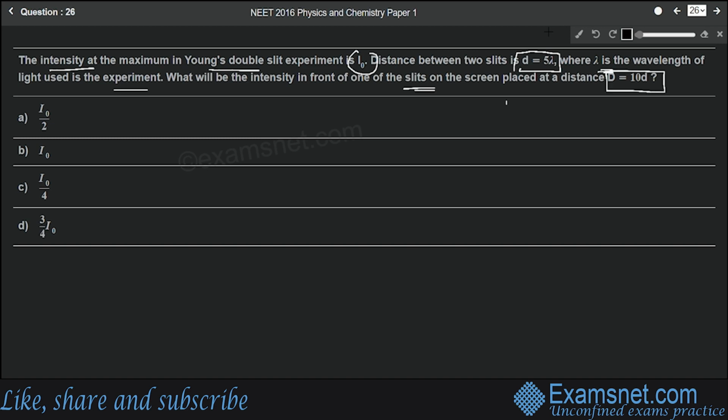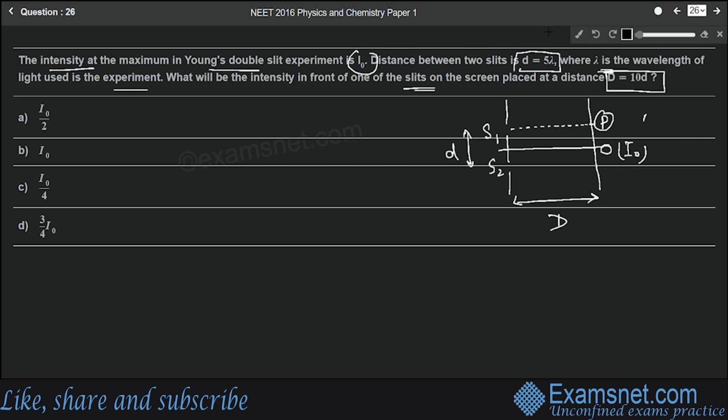Okay, so we have two slits here. Suppose this is slit 1, this is slit 2. So the distance between these two slits is equal to small d. Now if we have a screen placed at this point, then this distance is equal to capital D, right? Now in between the slits there will be central maxima. Let's say this is point O. So at this point O, the intensity will be maximum, that is I naught. Okay, but we have to find the intensity in front of one of the slits. So suppose we have to find the intensity in front of slit 1. So if this is point P, then we have to find the intensity at point P.